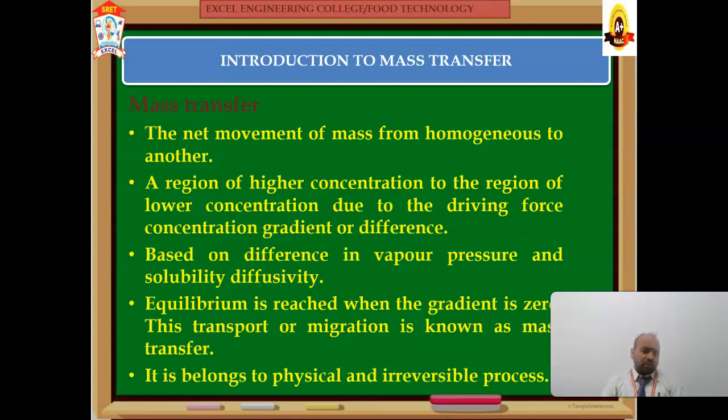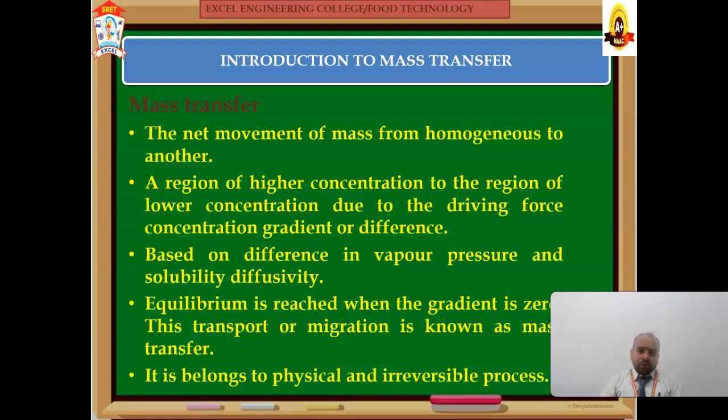So, the introduction. Mass transfer is very important in our processing field because of any product formulations. Mass is very important. From one mass to another mass, the concentration changes from one to another. Only then can we make some products.